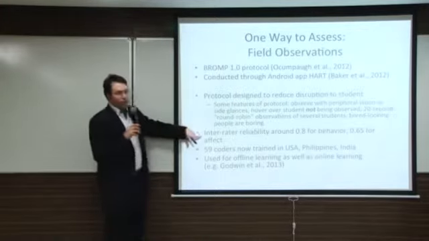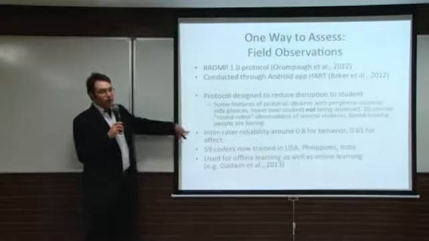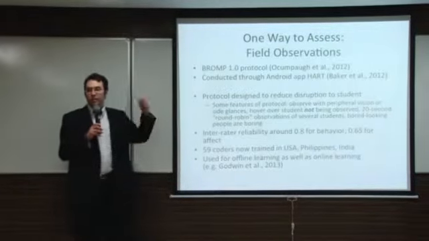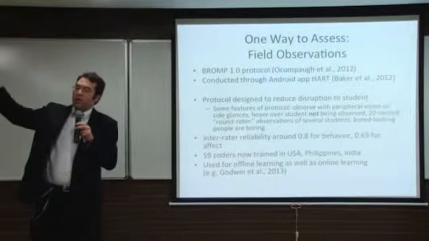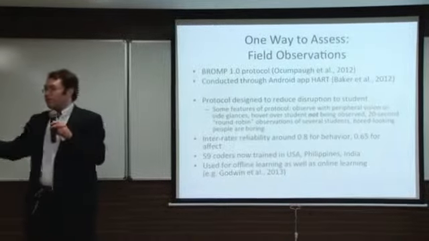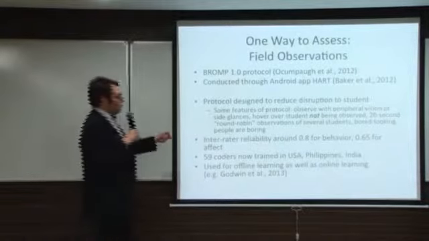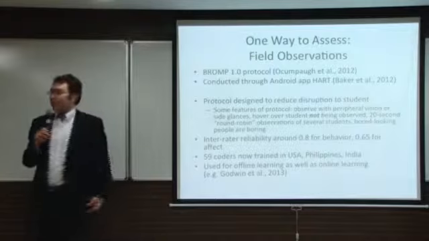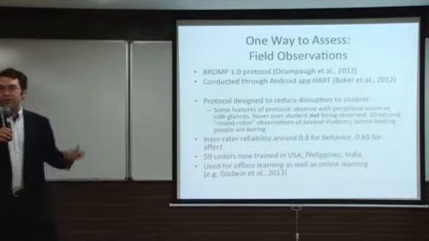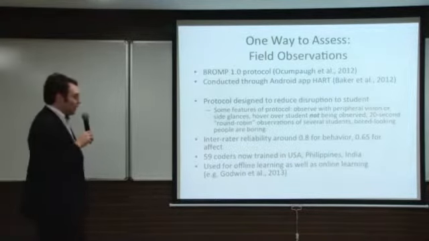This method gets inter-rater reliability around, I don't know if folks are familiar with Cohen's kappa, but these numbers, 0.8 here is, if 0 is chance and 1 is perfect, 0.8 is 80% better than chance. So human coders can do 80% better than chance for behavior and 65% better than chance for affect and emotion. That's pretty good numbers. That's good enough to publish in a scientific journal.